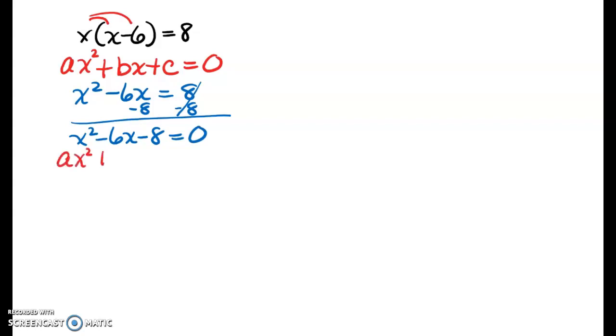Ax squared plus bx plus c equals 0. All right, so now it's time to find our a, b, and our c values. A is going to be 1 because our leading coefficient in front of our x squared term is missing. B is going to be a negative 6. And c is going to be a negative 8.